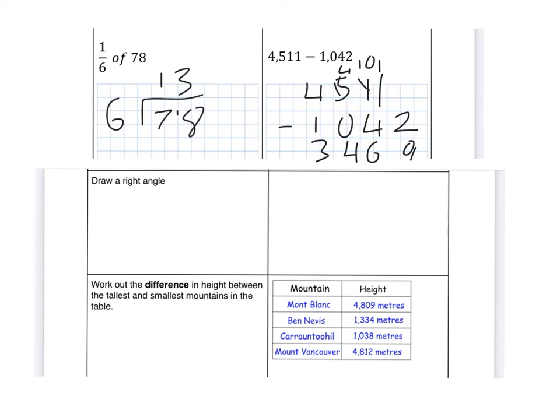Draw a right angle. So you may have drawn it inside a shape or maybe not. So very hard when you're writing with your finger, but you can see right angles in each of the corners of this rectangle.